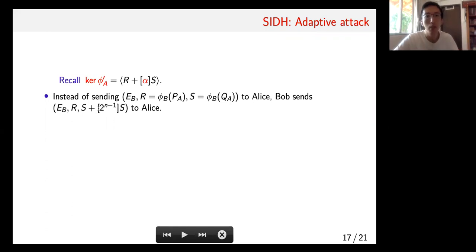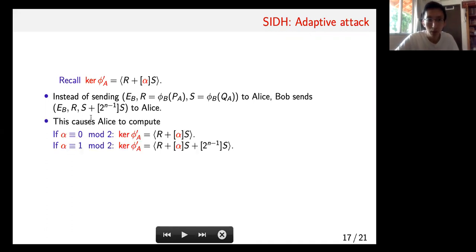I will send this to Alice, and she will plug it in here and here, and you'll see what this becomes. So this will cause Alice to compute either this or this, depending on the parity of alpha, right? Because she will plug in R over here, and then R plus 2 to the n minus 1 S over here. And so if alpha is even, you kill off the two torsion part, and you're left with this. If it's odd, the two torsion part remains, and you're left with this. And you can show that these two are different subgroups, and so they will give you different resulting isogenies.